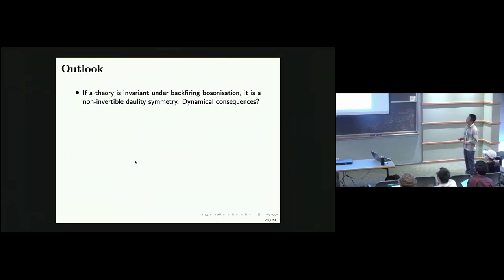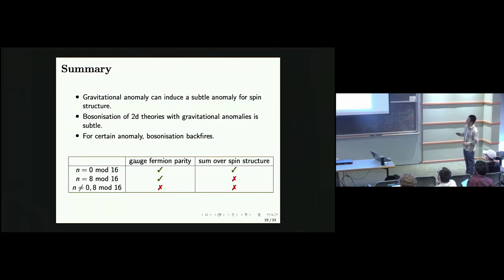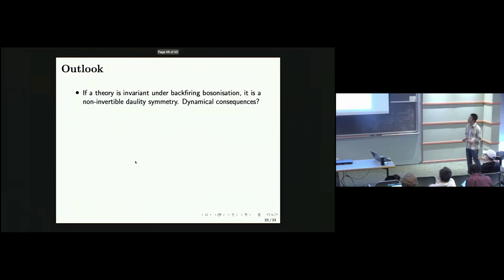Okay, so this is the summary. In one sentence, the bosonization in the presence of the gravitational anomaly is very subtle, because the gravitational anomaly will induce an anomaly for the spin structure and it will obstruct you from doing the bosonization. So here are a few future directions that I want to discuss.